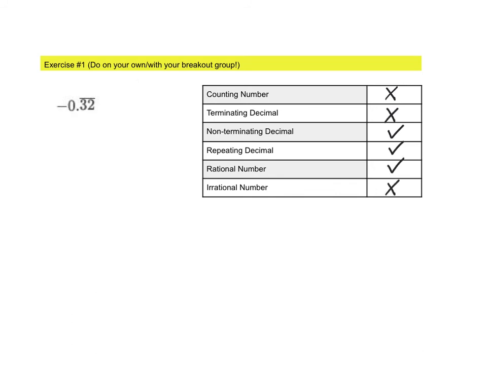We can predict what comes next. So this is a non-terminating, doesn't end, repeating, has that repeating line over top, rational number. Okay, make sure you have those down. And we're going to move forward.